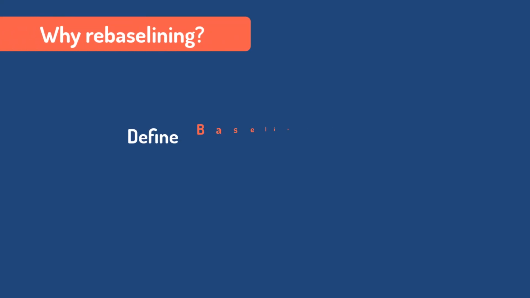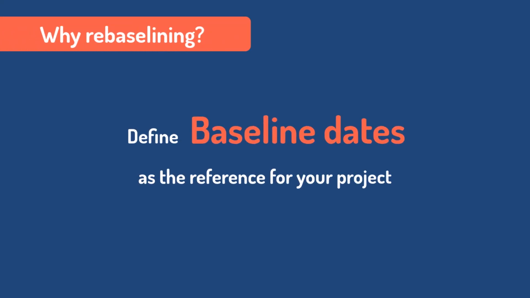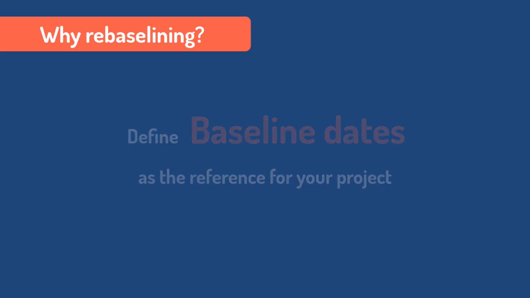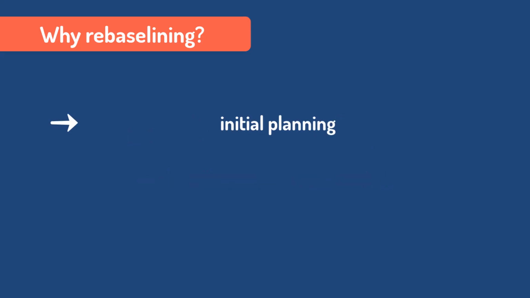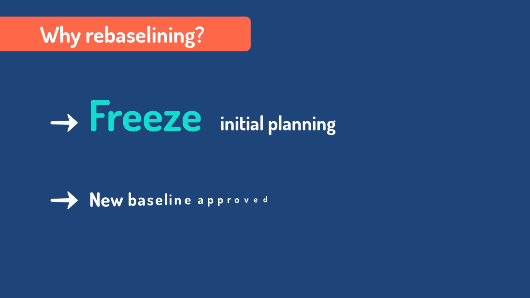Rebaselining lets you define the baseline dates that will serve as the reference for your project. You can do this once your initial planning is complete and you'd like to freeze it as your baseline, or later in the project, after your schedule has been revised and a new baseline has been approved.